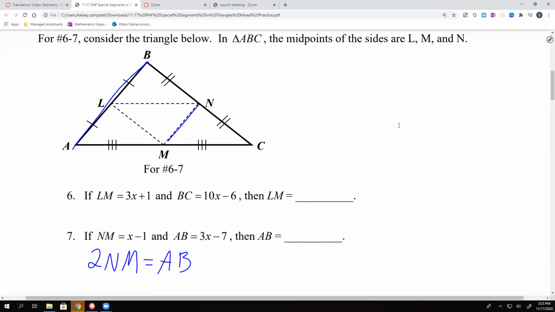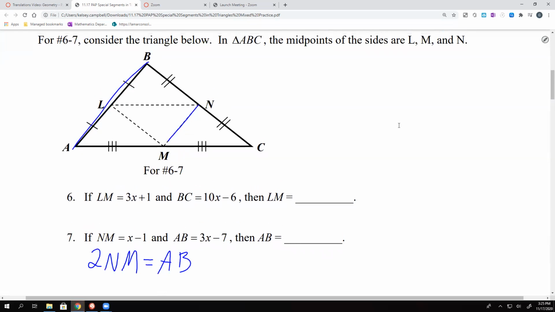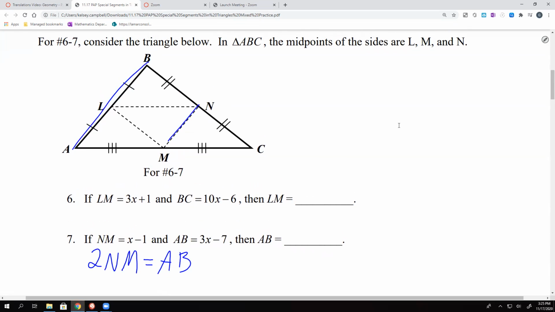We didn't solve it. This is just what you're going to use to set it up. 2 times the mid-segment is equal to that third side. Y'all, it's all about formulas. It's solving a formula. So why the 2? Because this is half the length, right? So if I do 2 of these, I get that.